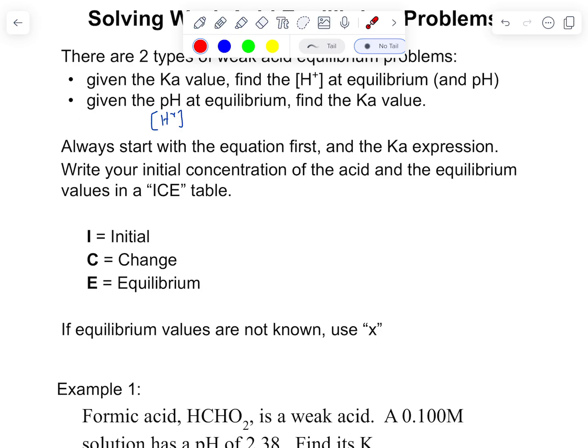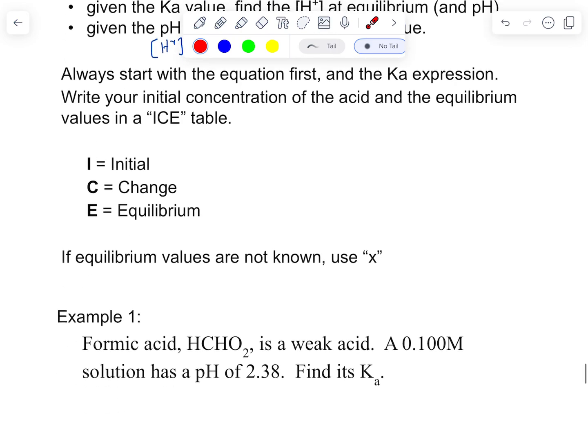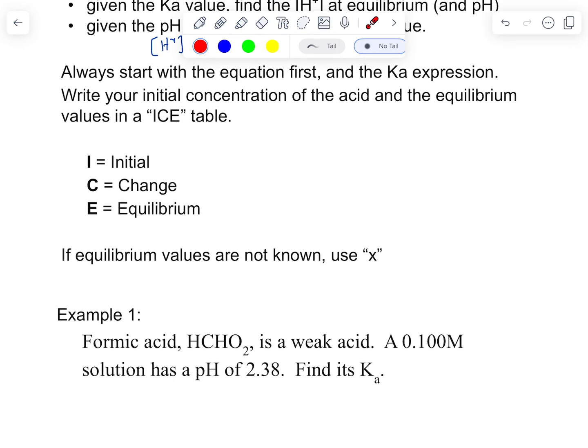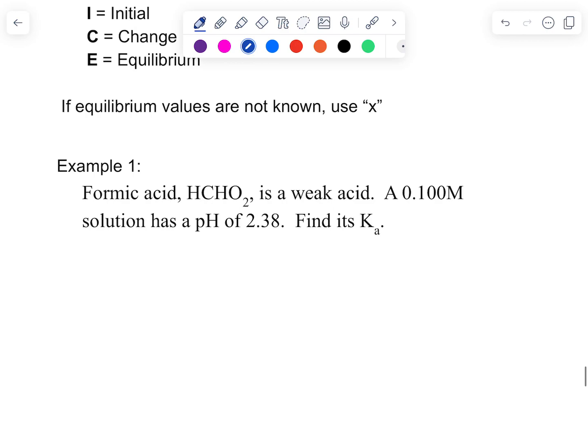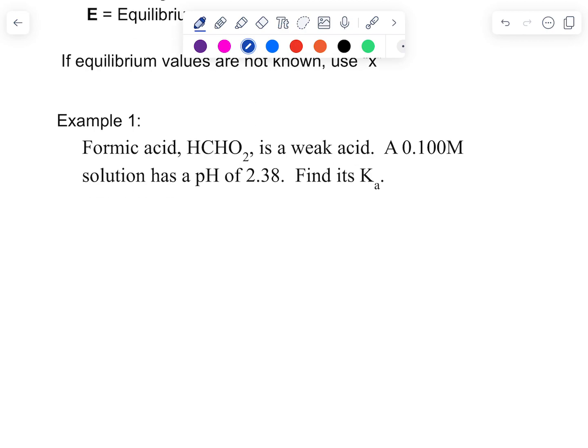Now, we're going to write our balanced equation, and sometimes we need what's called an ICE table underneath, and this will show you the difference between the initial and the change. I think it's easier to show you what it means than explain it to you, so let's just put this into practice and do an example. All right, so formic acid, HCHO2. I'm going to write the short equation. I'm just going to write it like this. Here's my balanced equation.